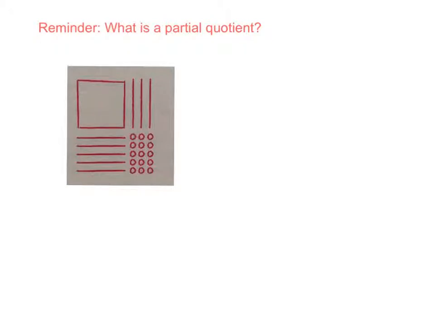Okay, so if we know that the quotient is the answer to a division problem, and partial means you have part of it, what is partial? What's a partial quotient? Sarah? Part of a quotient. Part of a quotient. Okay.